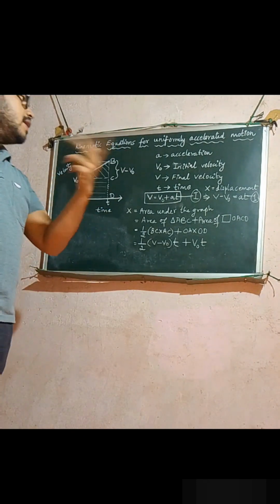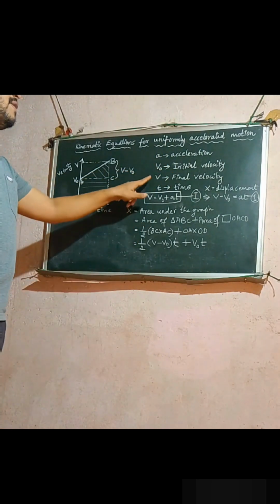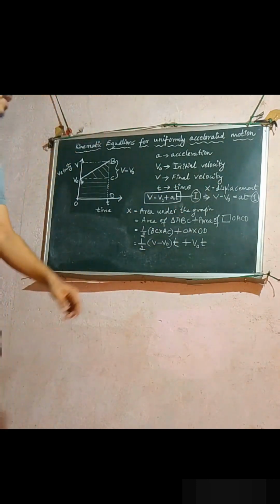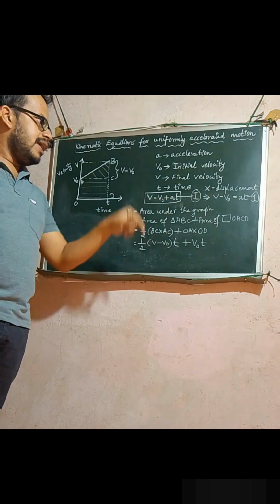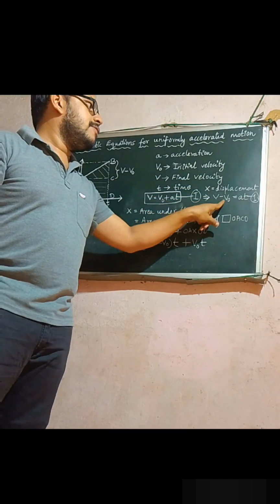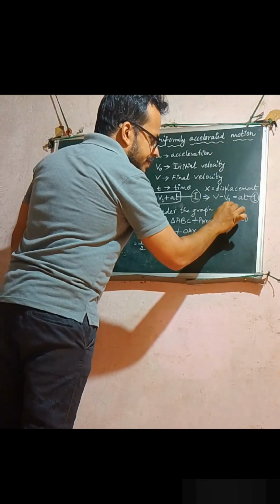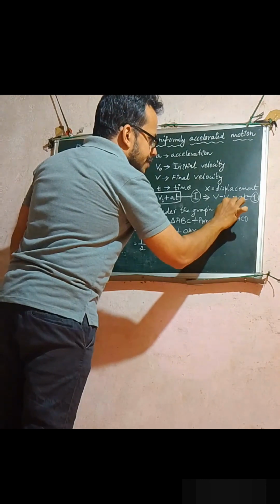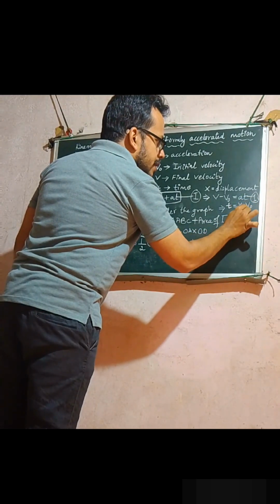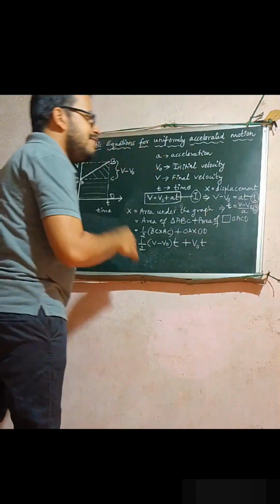So we have considered, once again I'll tell, a acceleration, v naught initial velocity, v final velocity, t is time, x is displacement, and we have got v equal to v naught plus at. That is the first equation of motion, and from that we have v minus v naught equal to at, or we can write the equation for t from this: t equal to (v minus v naught) divided by a. Let us take it as equation 2.